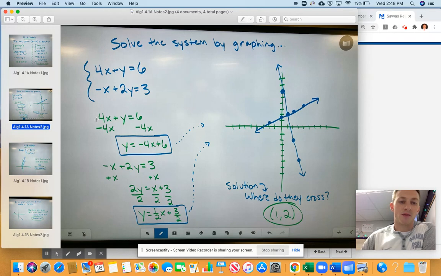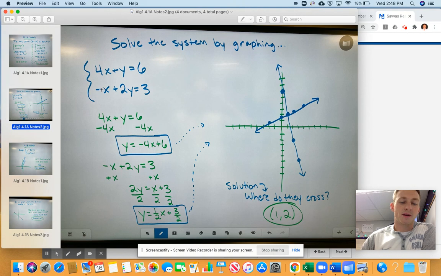We have a positive 4x. Let's move it over by subtracting it from both sides. Now we have y equals -4x plus 6. We can graph something like this. So we're going to go to the y-intercept at 6, down 4, right 1, down 4, right 1, down 4, right 1. There is our line.